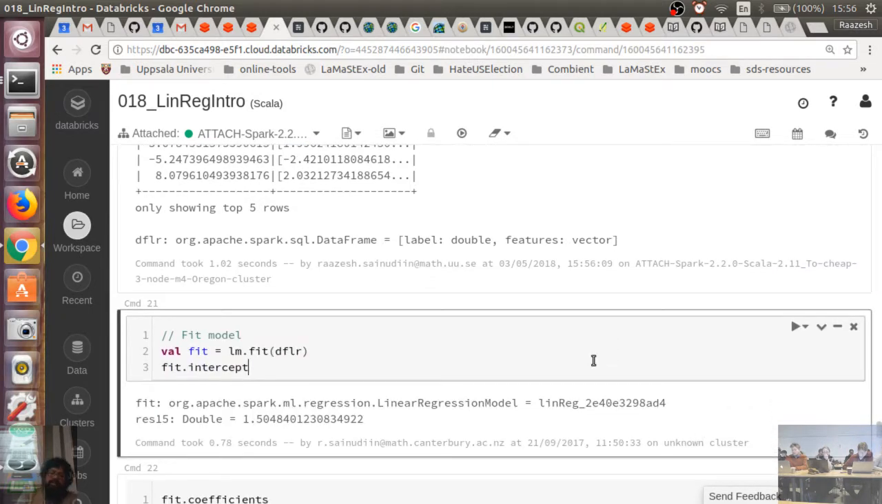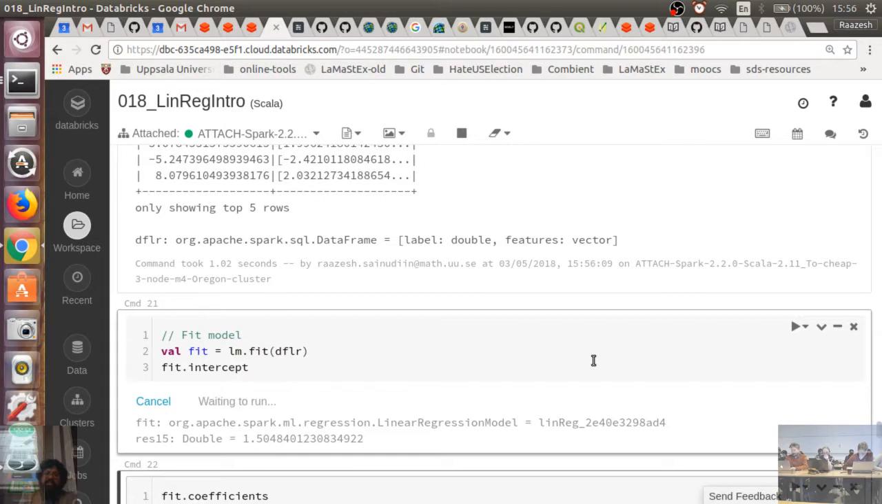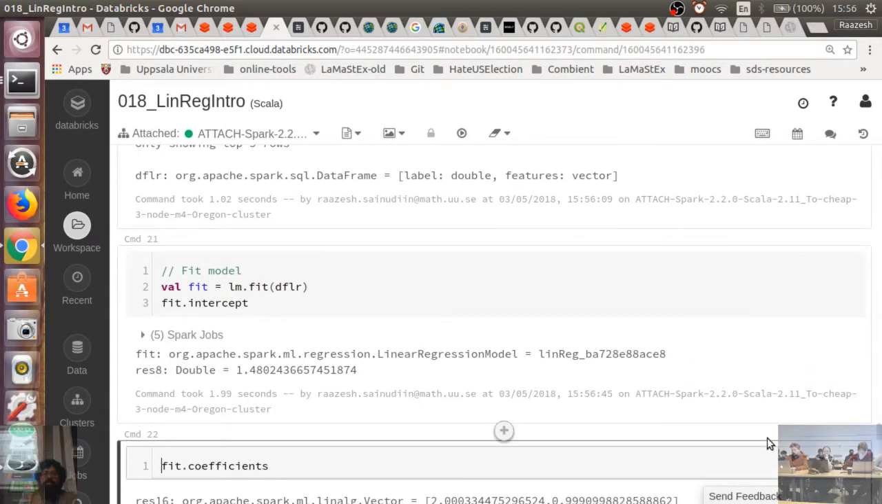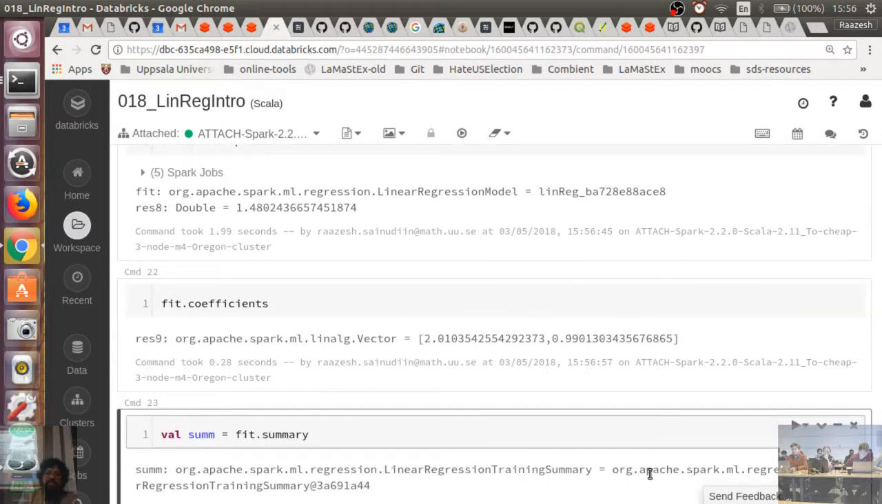So now all I have to do is lm.fit on the data frame prepared for linear regression, and I get fit.intercept, and I'm done, right? I have my intercept is 1.408, and my coefficients for x1 and x2 are 2 and 0. Recall this is close to what we set up. We cooked it up so that the intercept is 1.5, and then 2 and 1 were the slopes, right?